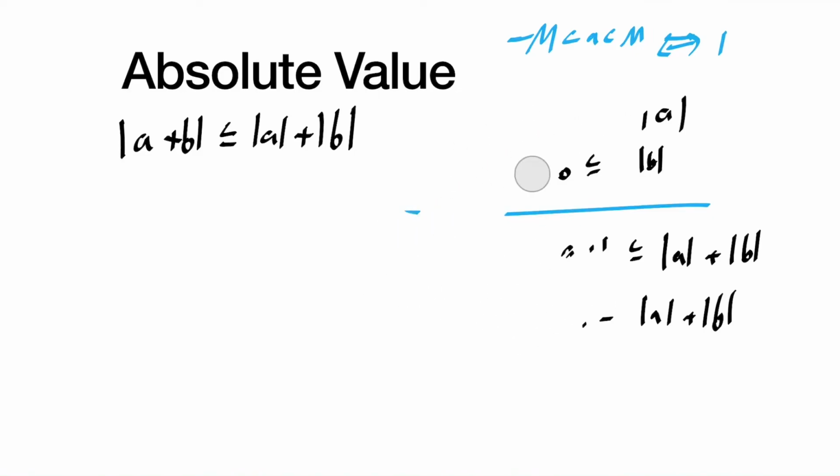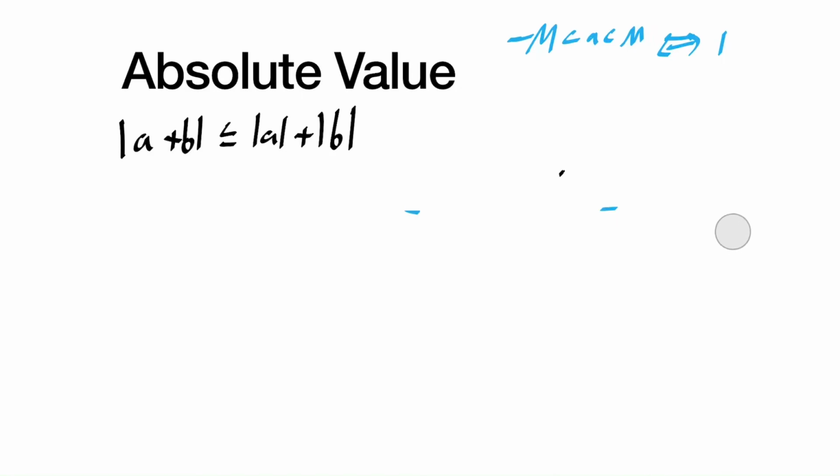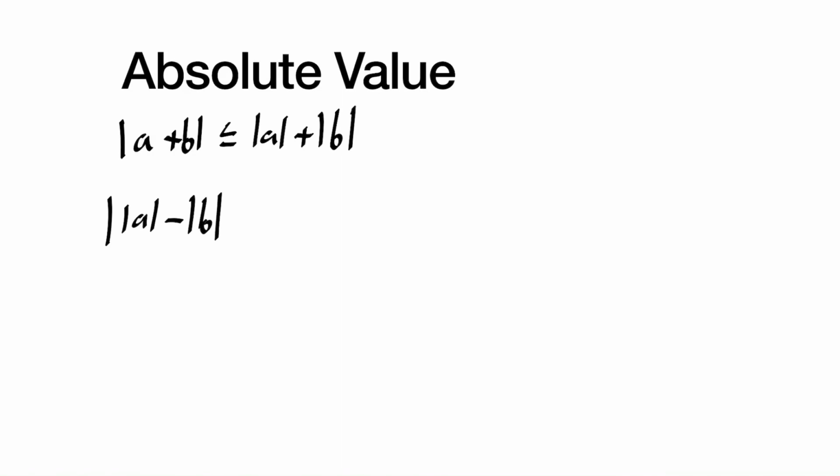But it turns out there's also a second version of the triangle inequality that we're a little less familiar with. So let's mark it down and think about it for a second. It is this version, and it says the absolute value of A minus the absolute value of B is less than or equal to the absolute value of A minus B.